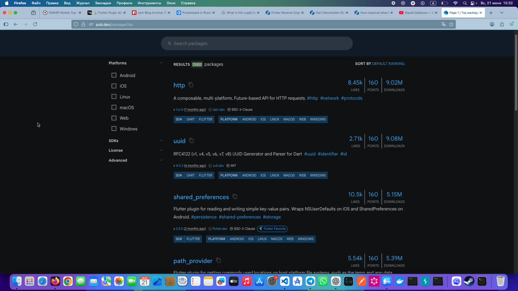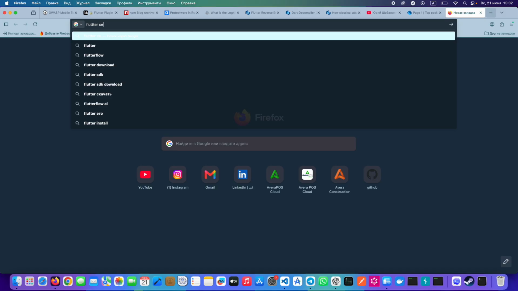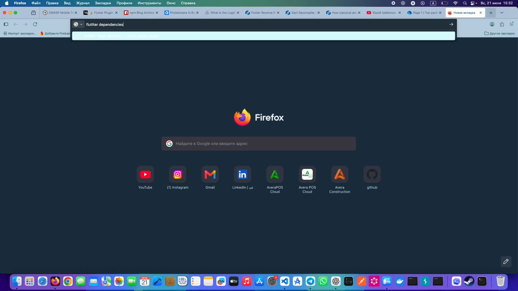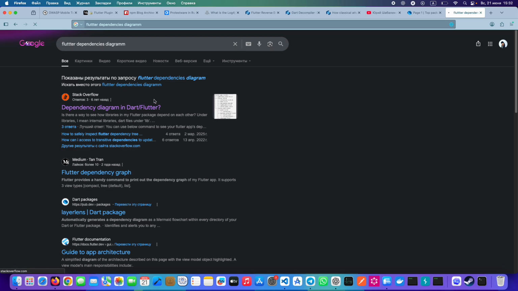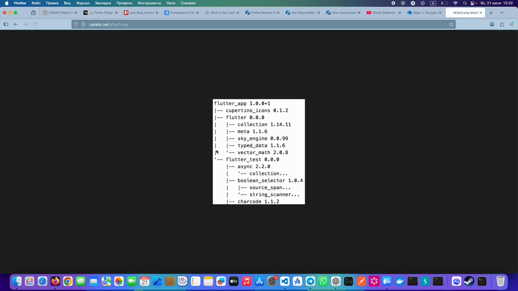You may even notice that every package has its own dependency diagram. For example, write down Flutter dependencies diagram. If you ever saw this kind of thing, you would see that, for example, it uses collection, meta, sky_engine and all the stuff. Flutter test uses this one.